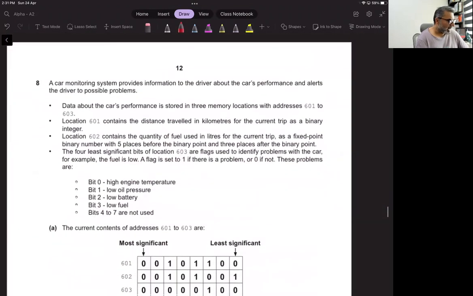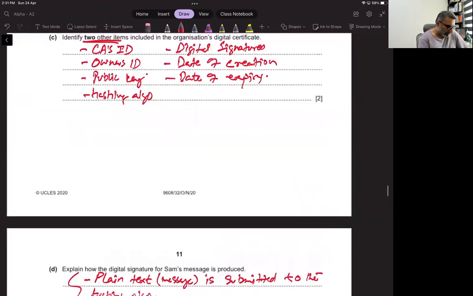All right, question number 8. A car monitoring system provides information to the driver about the car's performance and alerts the driver to possible problems. Data about the car's performance is stored in memory. Yes, Ahmad, you are right. It is the name of C as well. Data, I wrote what? I wrote C as ID.